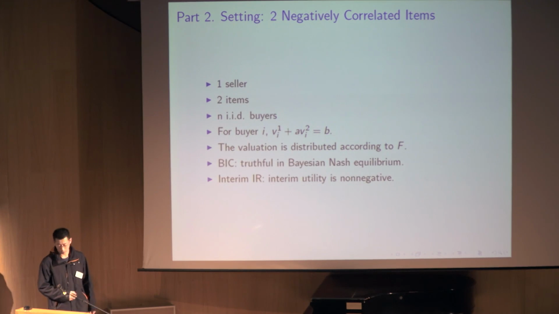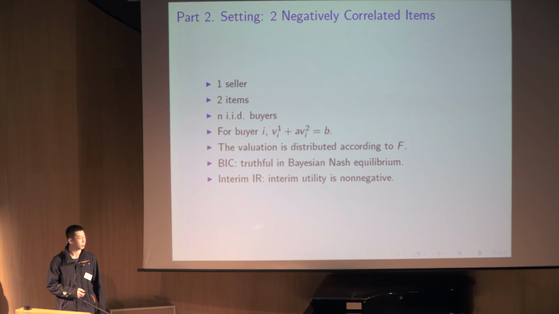Here's the setting. There's one seller, 2 items, and n IID buyers. And for each buyer, V1 plus A times V2 equals B, and F is the distribution. And we want to guarantee BIC and the interim IR property.